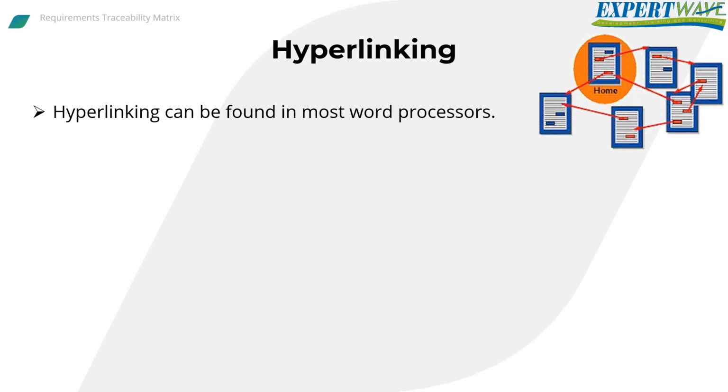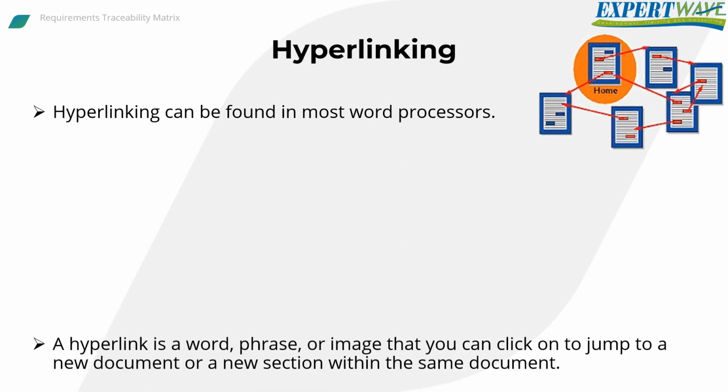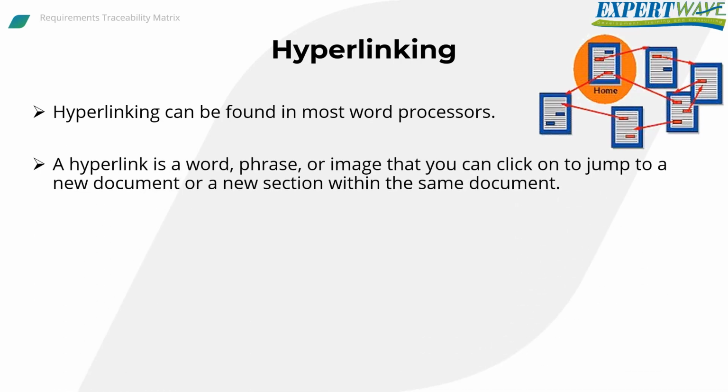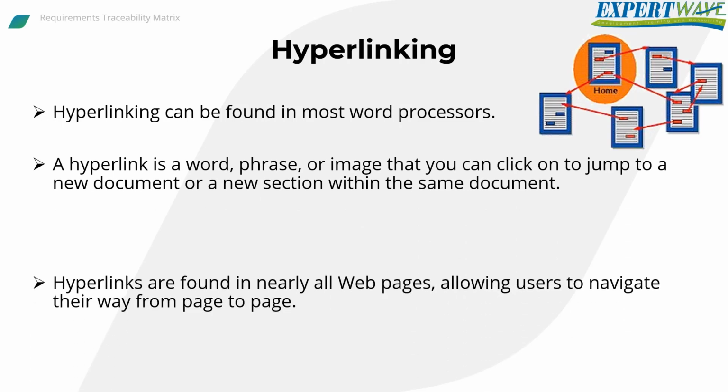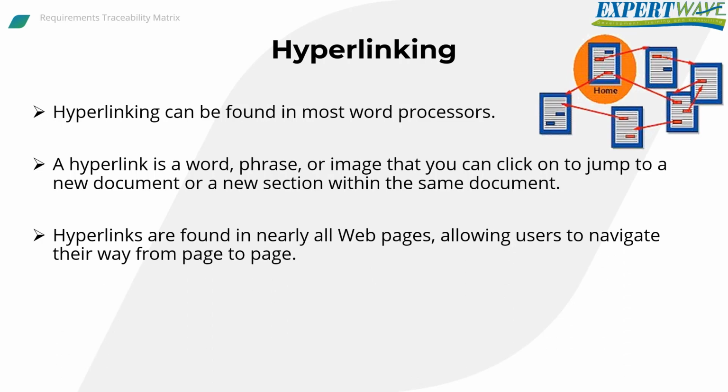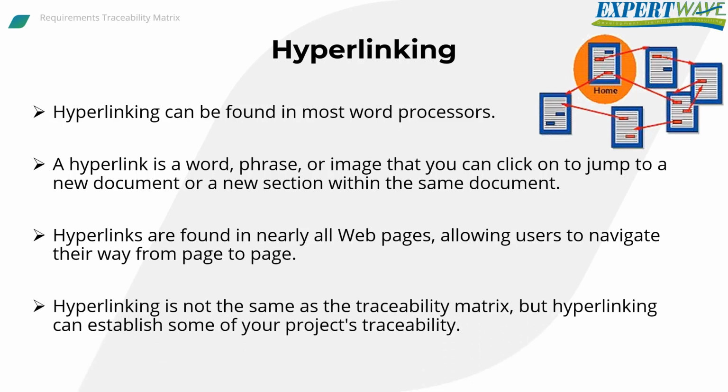Hyperlinking can be found in most word processors. A hyperlink is a word or phrase or image that you can click on to jump to a new document or a new section within the same document. Hyperlinks are found in nearly all web pages, allowing users to navigate their way from page to page. Hypertext is a text with a hyperlink. Hyperlinking is not the same as the traceability matrix, but hyperlinking can establish some of your project's traceability.